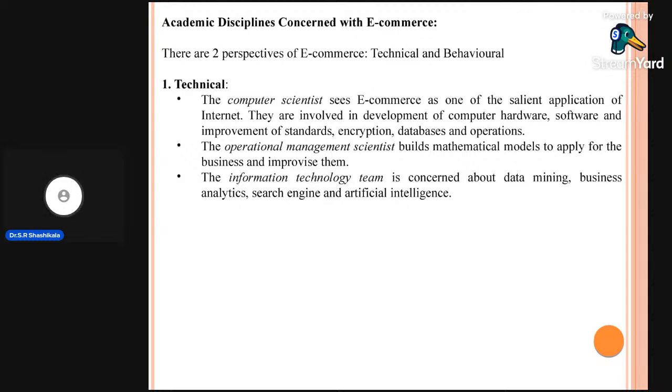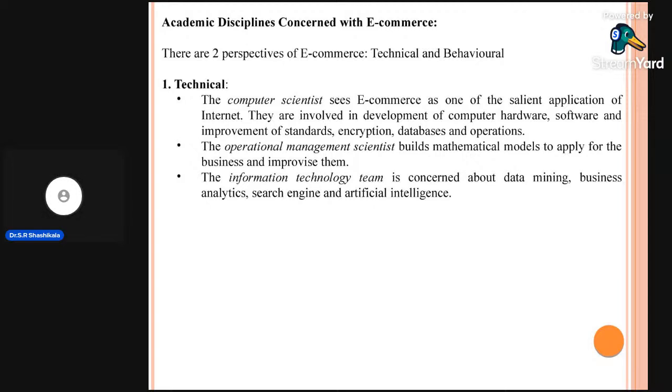Now the academic disciplines which are concerned with e-commerce. Mainly we consider two perspectives of academic disciplines: one is the technical concept and the other is the behavioral concept. When it comes to the technical concept, we have different teams like computer scientists, operational management scientists, and information technology teams.